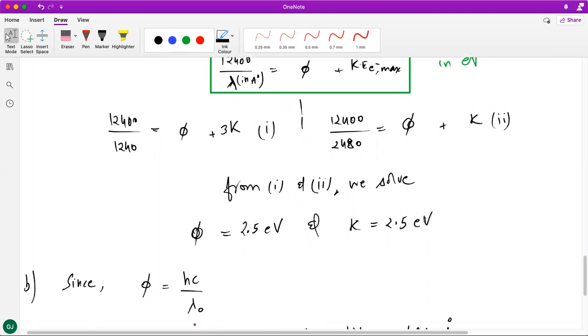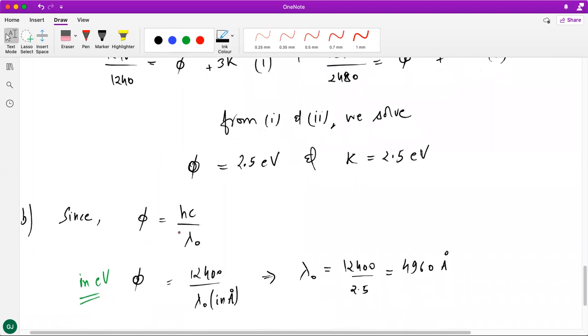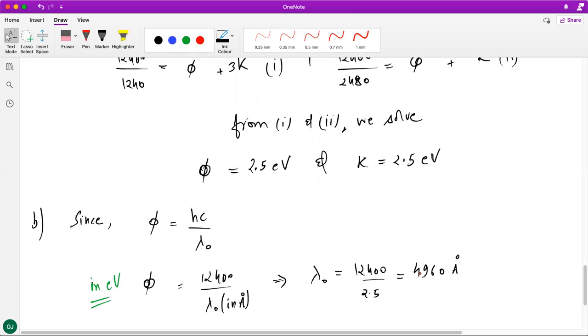Or you could use the simplified version that we have. Instead of putting everything in SI units, you could write hc by lambda naught as 12400 by lambda naught in angstrom, where phi will be then in eV. So you put the value of phi in eV and get the value of lambda in angstrom, which comes out to be 4960 angstrom. So I hope this quick tutorial helped you to grasp the concept of electron volt and how it helps in simplifying the questions of photoelectric effect.